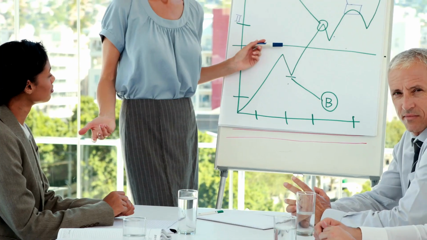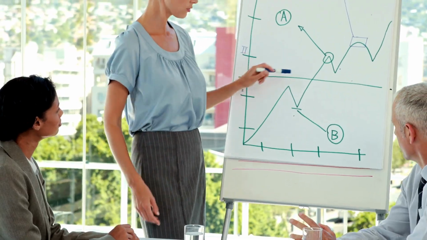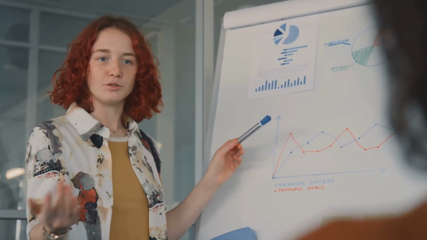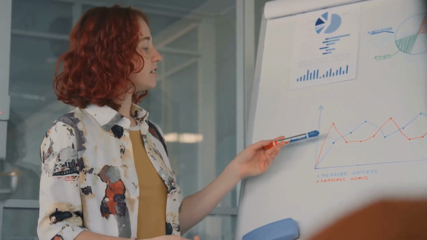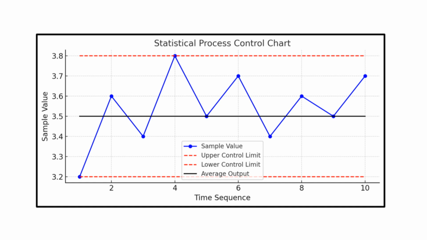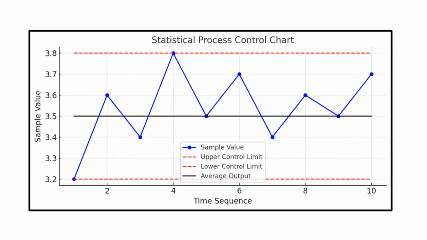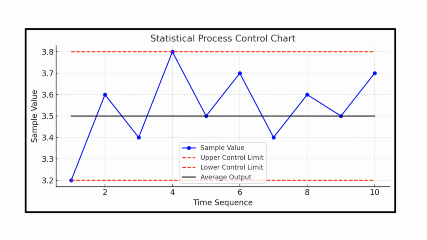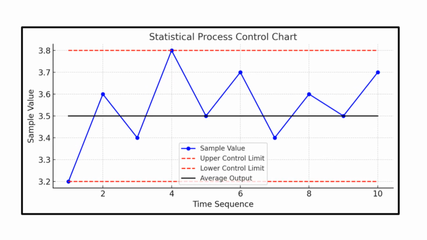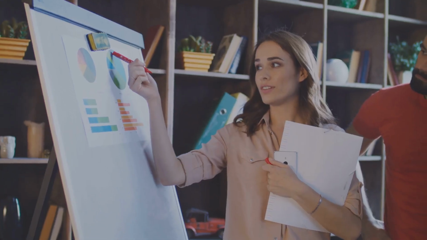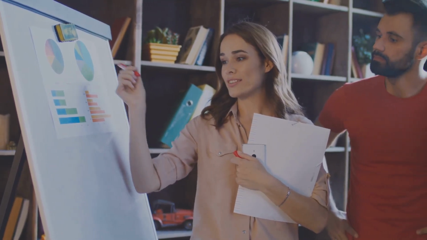Now let's look at the heart of SPC, the control chart. A control chart is a graphical tool that shows how a process behaves over time. Here's how it works. The center line represents the average of your process data, giving you a benchmark for performance. The upper control limit and lower control limit define the boundaries of acceptable variation. Data points within these limits indicate a process in control.